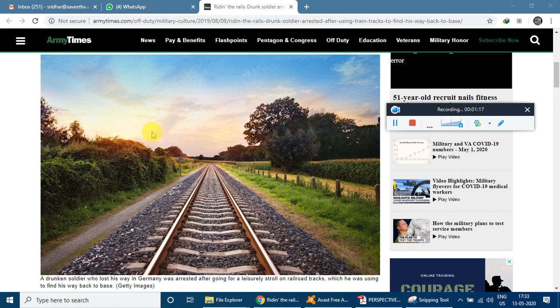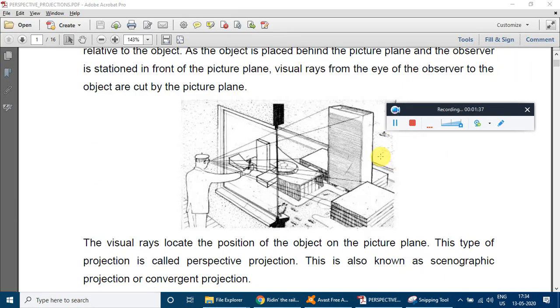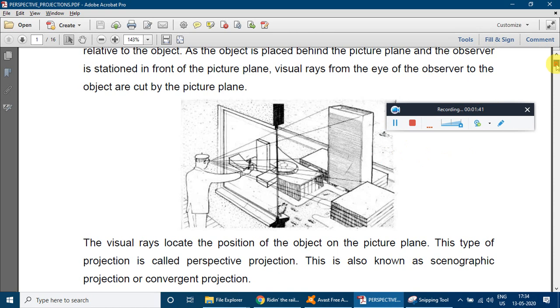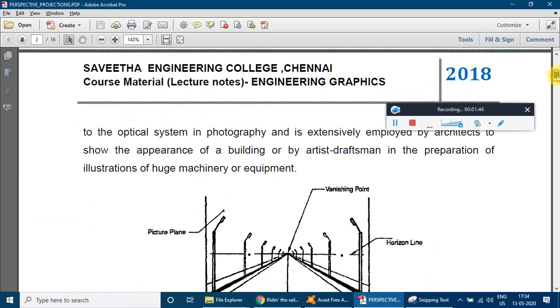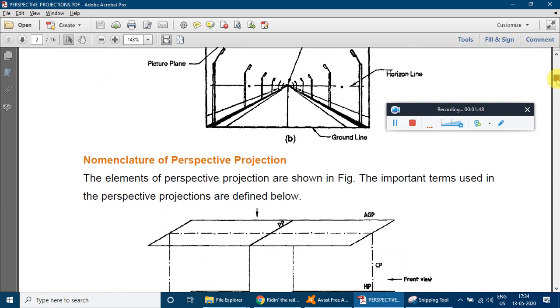You can see the whole image, these poles, this pathway, this rail, and all of these are converging to a single point called the vanishing point, which is called perspective, and which is the most realistic form of your engineering diagram. So we are going to draw the perspective diagrams, taking into consideration the stationary point and the vanishing point. These are the notes I'll be sharing with you.